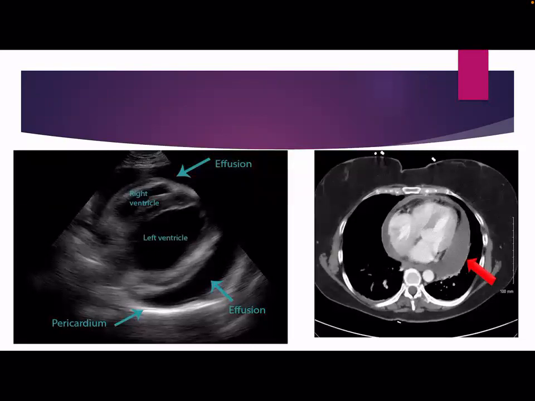This demonstrates pericardial effusion by echocardiography and by axial CT scan. This red arrow represents the pericardial effusion, and here this is the pericardial effusion.